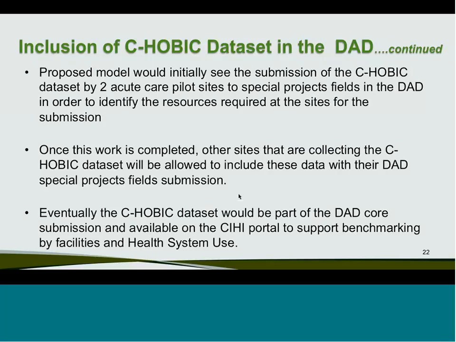So we're in discussions right now with CIHI, and we have agreement to begin collecting this in 2 pilot sites, one in Ontario and one in Manitoba, to really look at how we get that data from the clinical information system into the DAD submission. What are the resources required? And then once this work is complete, the other sites that are collecting the C-HOBIC data set will be allowed to include these in their DAD submission special project fields, and eventually it would become part of the core data set. So hopefully at the end we can have some discussion about how you think we can get other sites on board for collecting this.